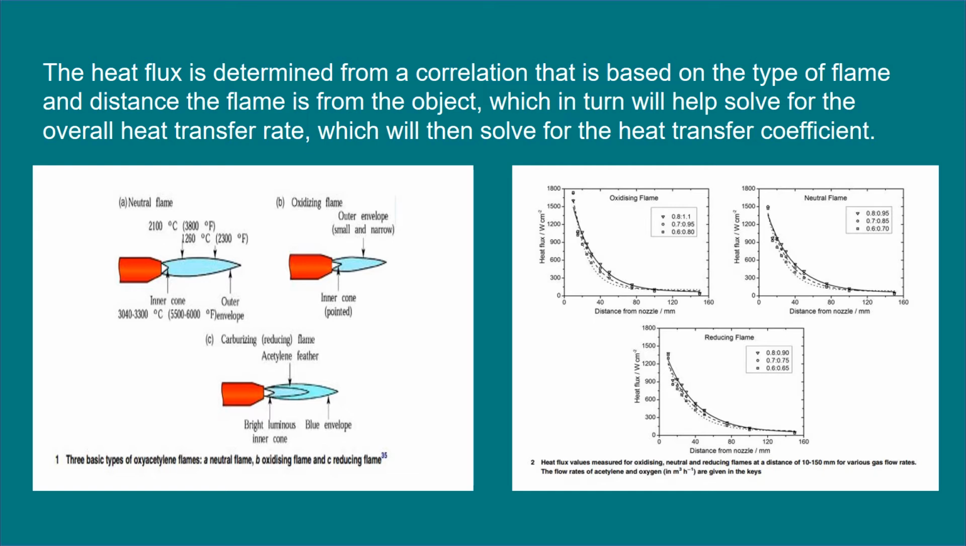You see on the right there are graphs of the heat flux plotted against distance for each of these three flames, with an oxidizing flame having the greatest heat transfer rate or heat flux, where a neutral flame and a reducing flame have smaller values for heat flux.